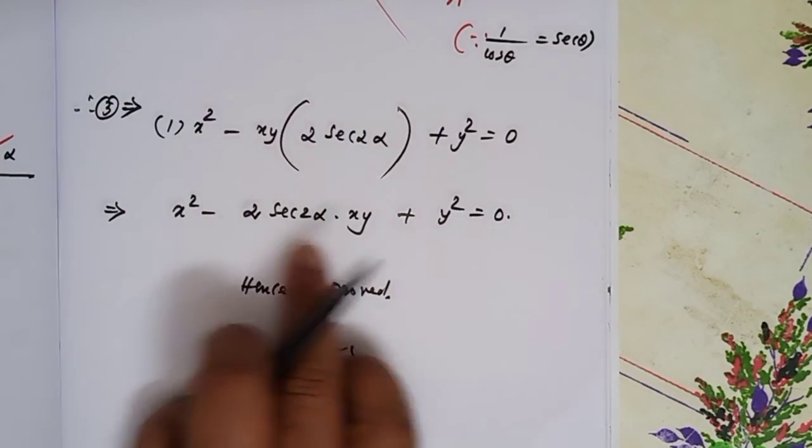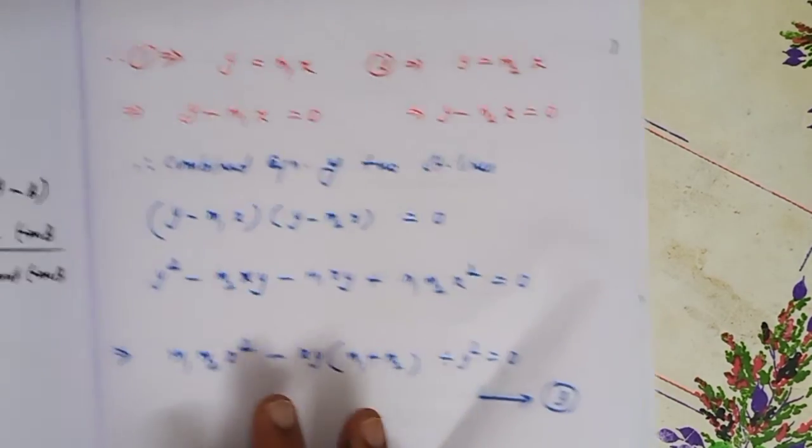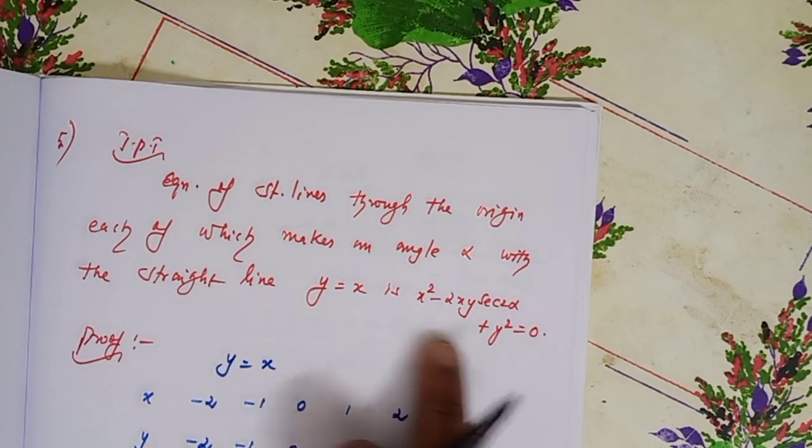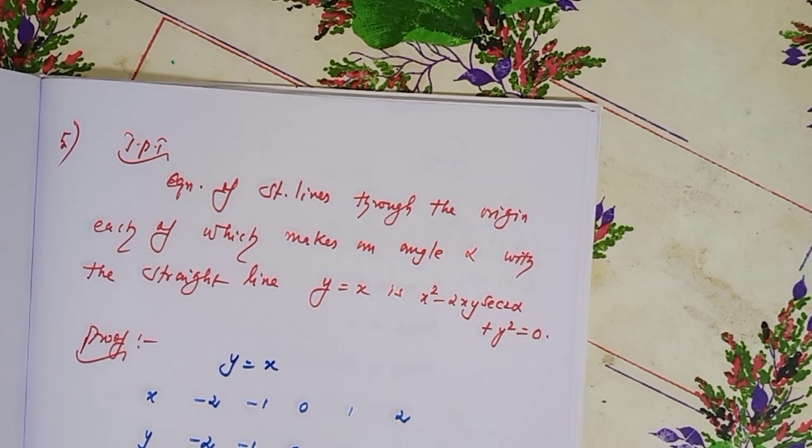Look at that: x square minus 2 secant 2α into xy plus y square. Because you are asked to prove that equation only: x square minus 2xy into secant 2α plus y square equal to 0.